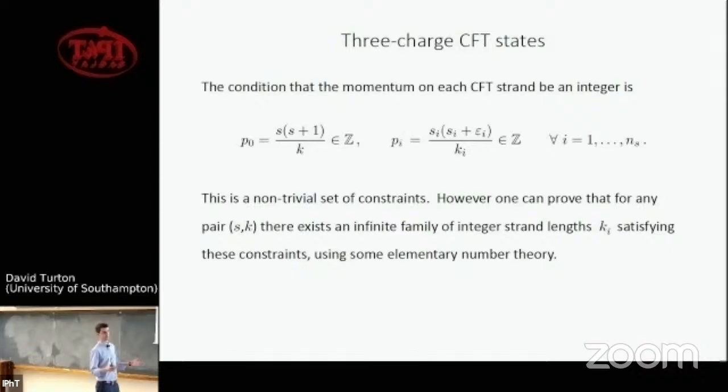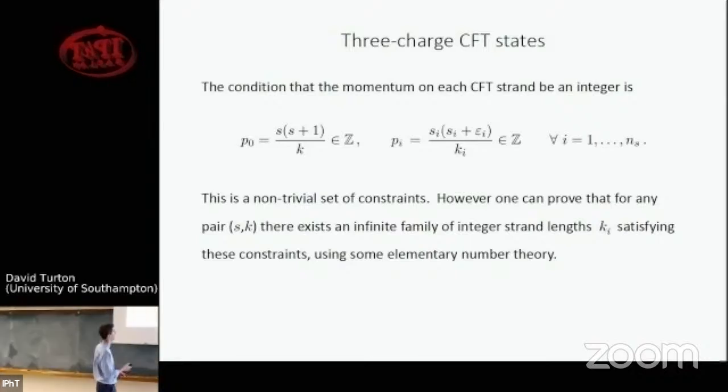That's something you have to check, and you can show with a little bit of elementary number theory, some application of Bézout's identity, basically, that there is an infinite family of long strand lengths k_i, such that you can satisfy this constraint for any epsilon_i.